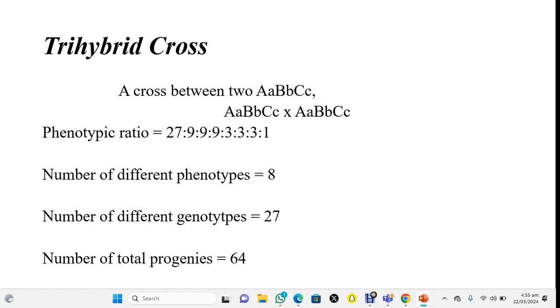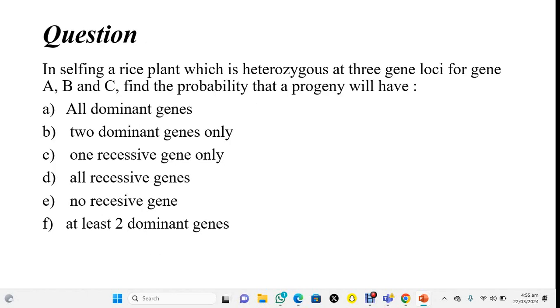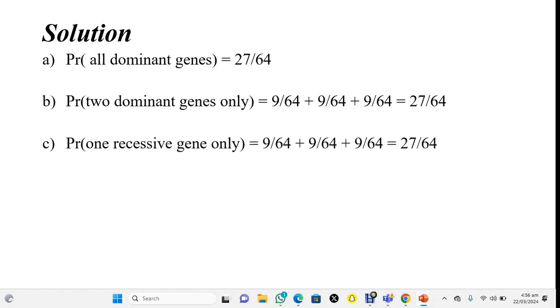But the question said 1 recessive. So where will 1 recessive be? It will definitely be at the 9. The 9, we said that we have two dominant genes. So if we have two dominant genes, it means we have one recessive gene because the total number of genes is 3. So the 9 is the one expressing one recessive gene. So you use the ratios of the 9. So the same thing as the previous question. So the probability of one recessive gene only is going to be 9 over 64 plus 9 over 64 plus 9 over 64, which is 27 over 64.